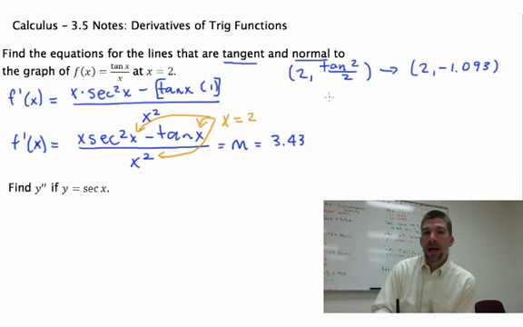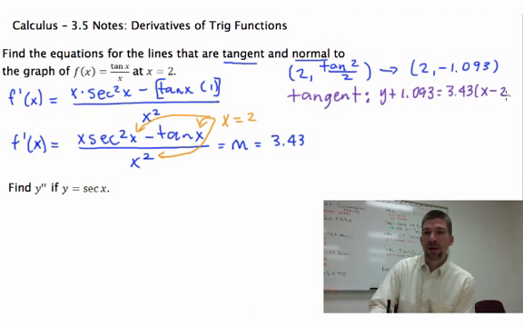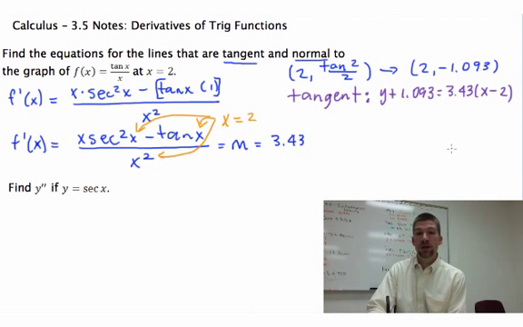So my tangent, we'll write tangent in purple, my tangent line is going to be y minus the y coordinate equals the slope times x minus the x coordinate. And this is a good answer. You don't have to do anything else here. It's a point slope form of a line.